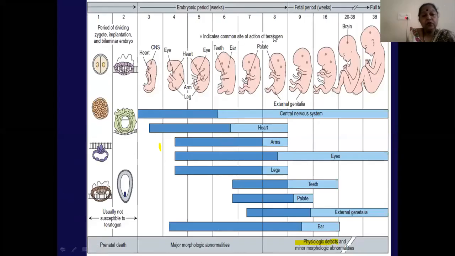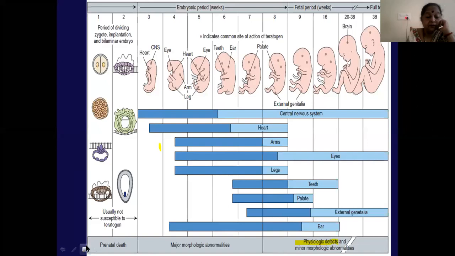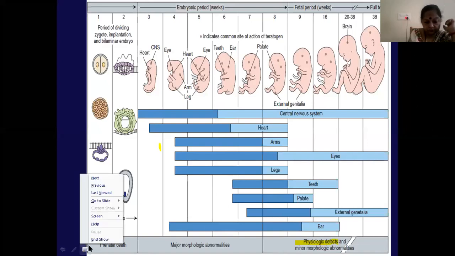Now we should know about how the development occurs, and at what level the teratogen can act. My slides are not moving.